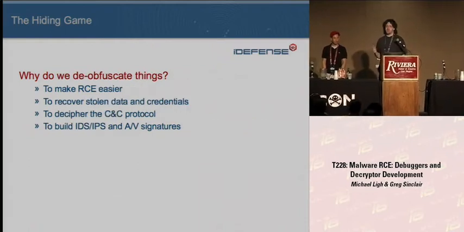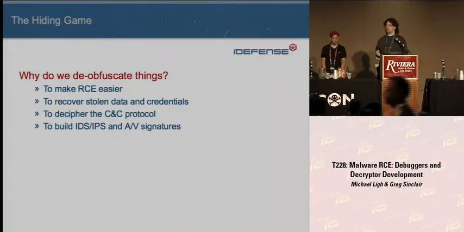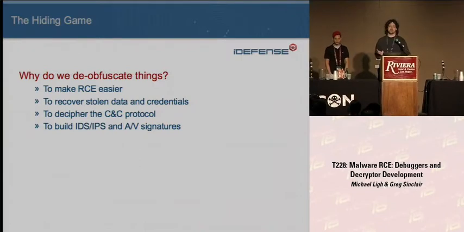So what we want to do is the opposite of this. We want to make the reversing easier by making it clear text. We want to know what data was stolen, what the configuration of the malware is. Also, we want to know what data is being sent to the command and control server, what instructions are being received from the command and control server. And also, we want to have a way to protect ourselves, a way to, for lack of a better solution, write signatures for IDS, IPS, and antivirus.